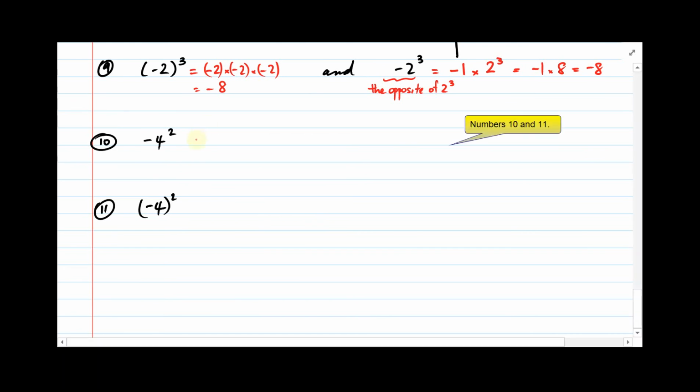We'll see the difference now with number 11 and 12. Again, the square is only acting on the 4, not the negative sign. So this is the same as negative 1 times 4 squared. Hence I end up with negative 1 times 16, right? Doing my powers first, negative 16. Different thing here. It would be negative 4 times itself, which becomes positive 16.